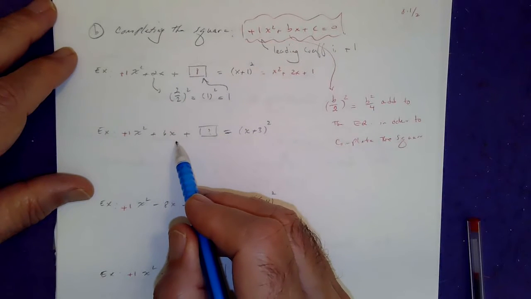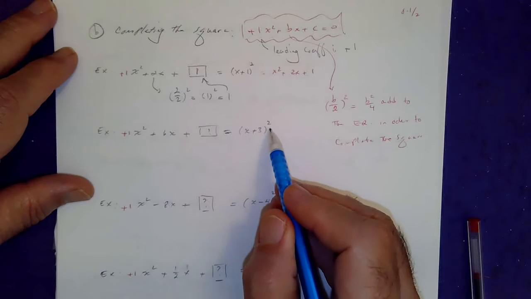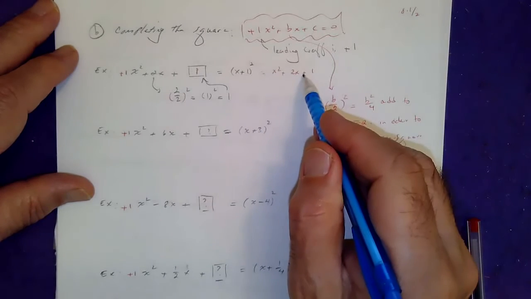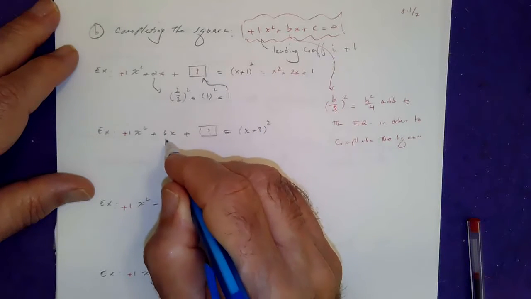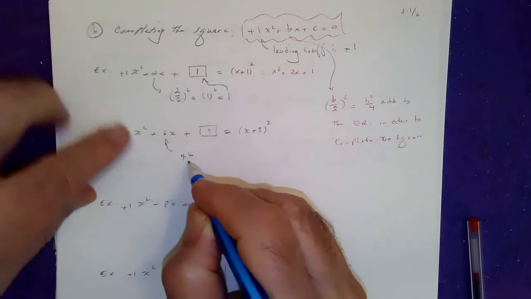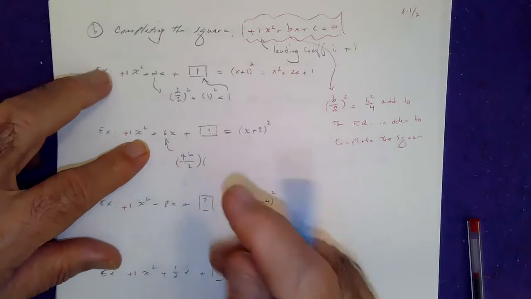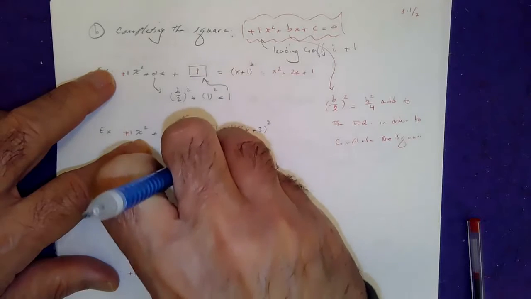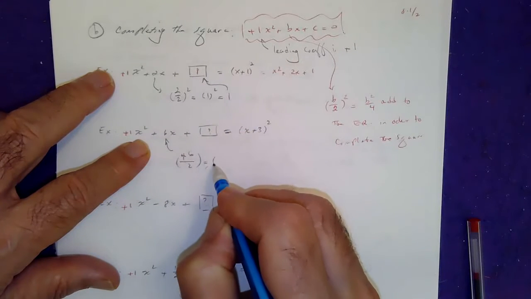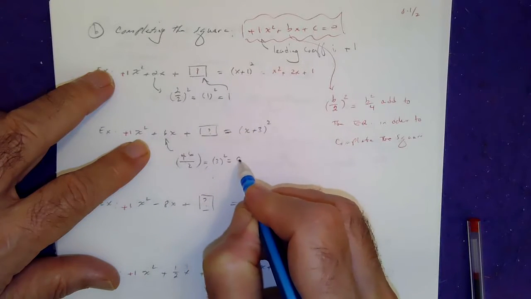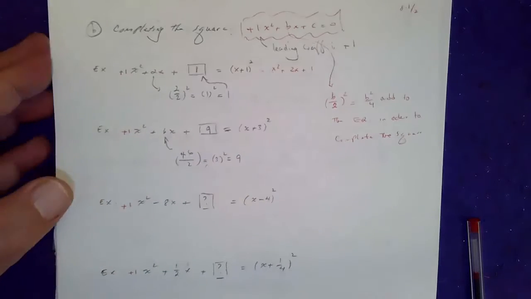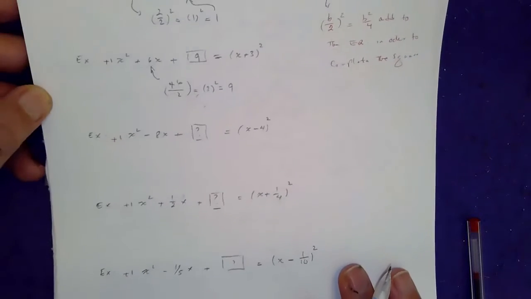What should I add to this binomial to get x plus 3 squared without expanding? Once again, take half of the coefficient of x, including its sign, which gives you positive 3. Is that right? And then you square it, you get 9. So you have to add 9. So that missing number was 9.